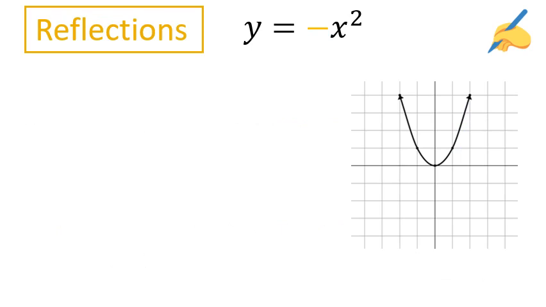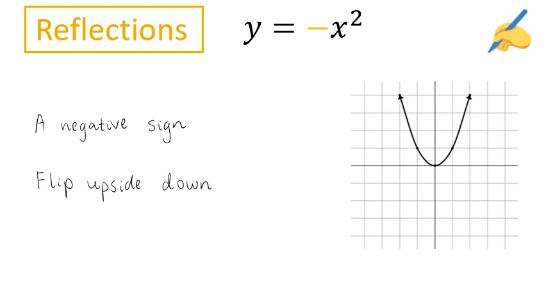A reflection is when there's a negative sign out the front. We saw yesterday that this means that the graph is flipped upside down, so it looks like this.